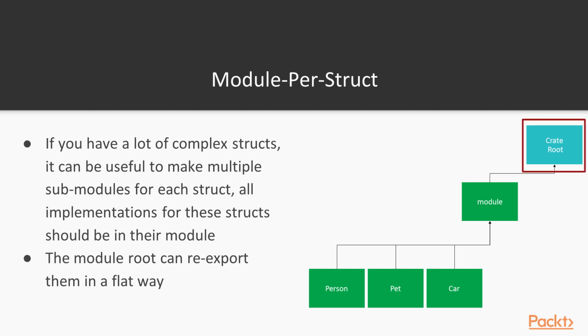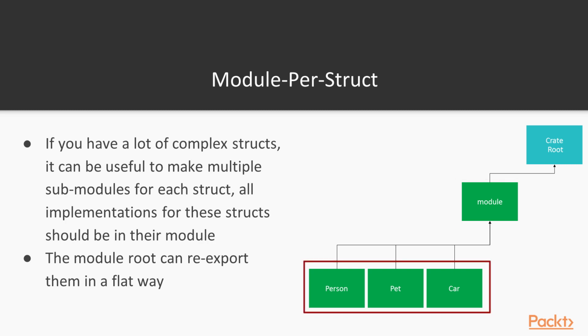For example, here we have a crate which has a module called module, and within that module there are submodules, person, pet, and car. Each one of those could have even their own submodules, but certainly they will each define one type, person, pet, and car, and they will define various behavior for those types. Module will then pub use person::Person, pet::Pet, and car::Car.